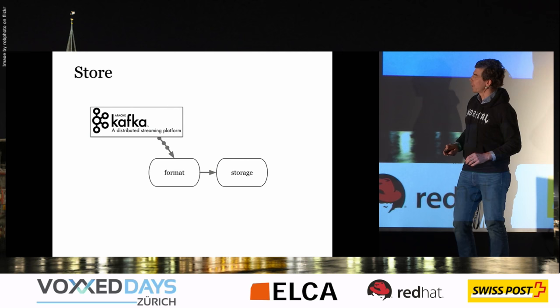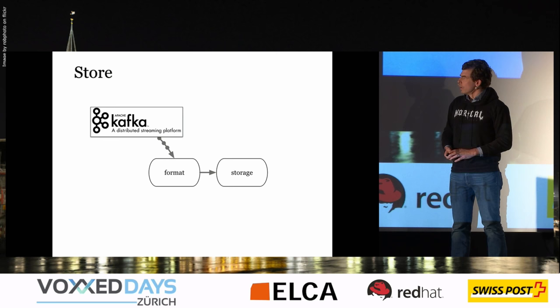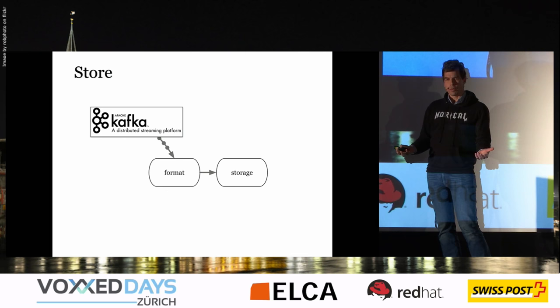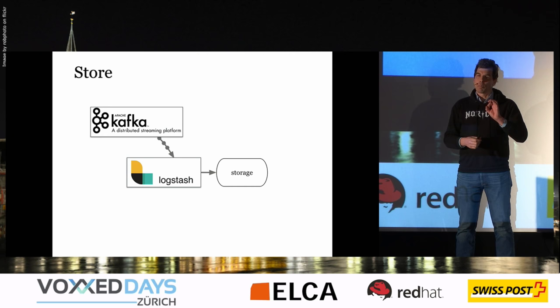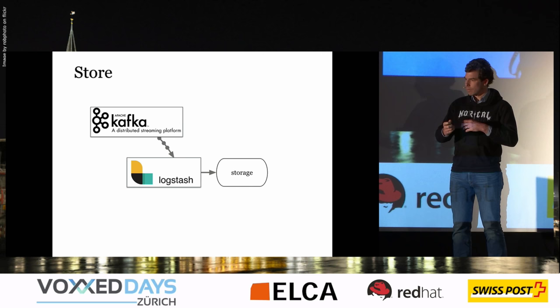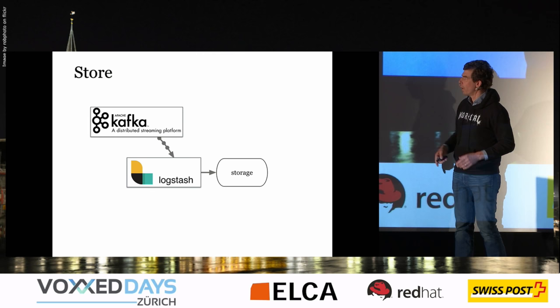And storing very often in this world means we need to reformat the data, maybe transform it a little bit, remove some redundant fields because it will just burn disk, and push it to a storage. And to do that, we decided to go with Logstash. Logstash is really a pipe component that will do exactly that: I take events, or messages, transform them, and push them forward. And they naturally push to the Elasticsearch database.